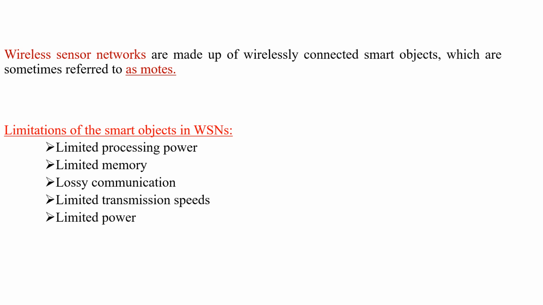So the first point is that wireless sensor networks are made up of wirelessly connected smart objects, which are sometimes referred to as nodes. So what is meant by nodes? A single node in the wireless sensor network is often referred to as a node. So these wirelessly connected smart objects are called nodes.